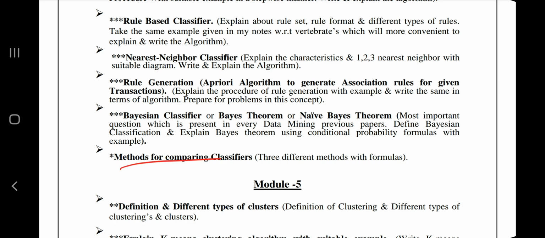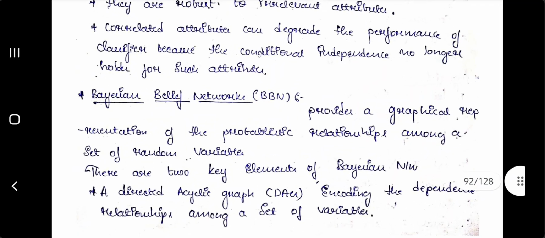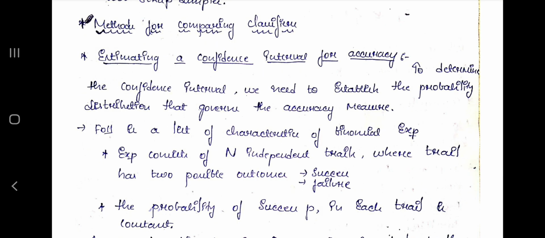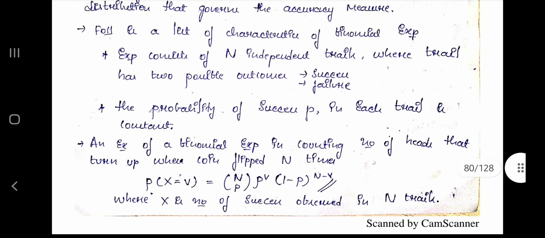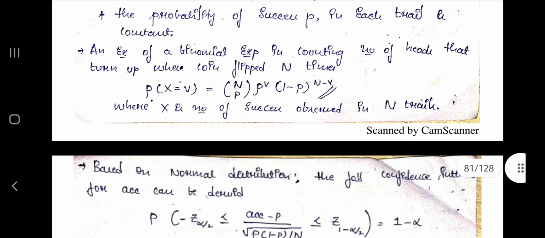Then the last one is methods for comparing classifiers, different methods with formulas. Come to page number 80, where you will find the methods for comparing the classifier. Since it is not that important, I will discuss it very briefly. Estimating a confidence interval from accuracy: if a confidence level is given, how do you determine how accurate it is? By using two things, success and failure, and by using the binomial expression. This is the expression you use for calculating the accuracy given the confidence value.